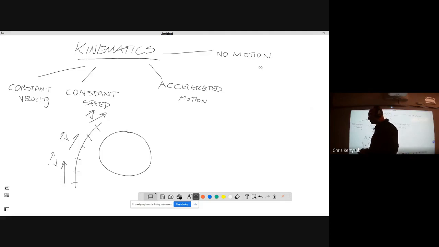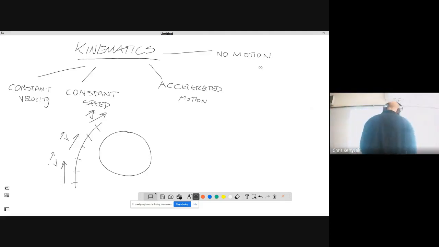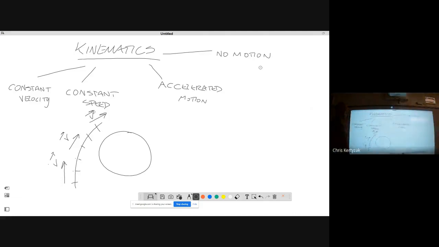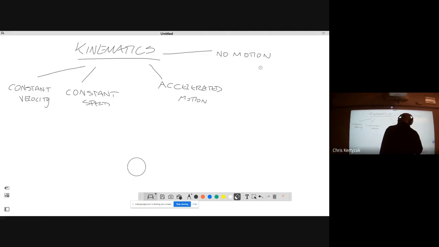Remember that if the direction of motion changes or the speed changes, as long as the direction changes, then it's not constant velocity, even if it's going at a constant speed, like around and around a rotary at 50 miles an hour. Even though it's a constant speed, it's not considered constant velocity. So we have our kinematic formulas, we have graphs, we have common questions that are asked from it.